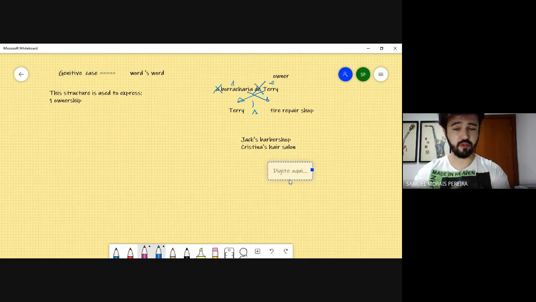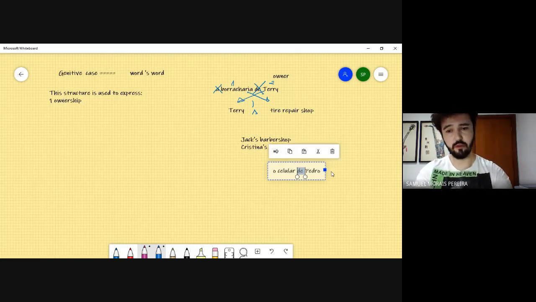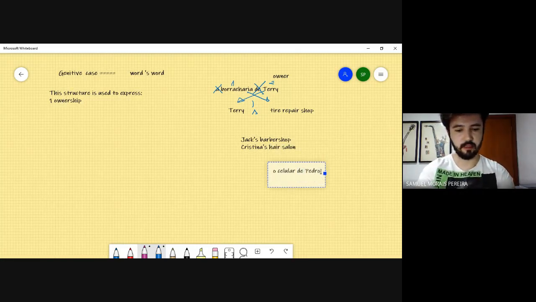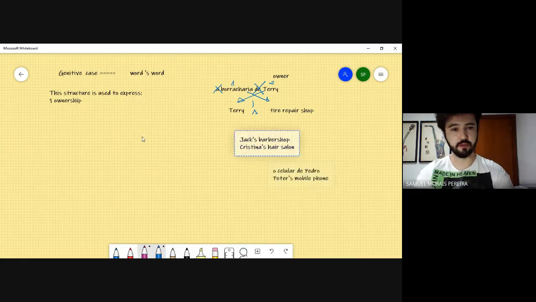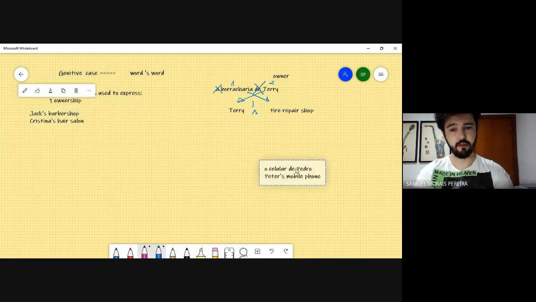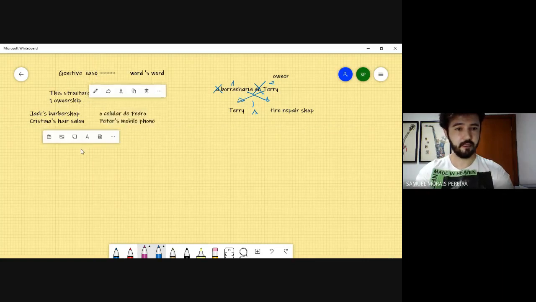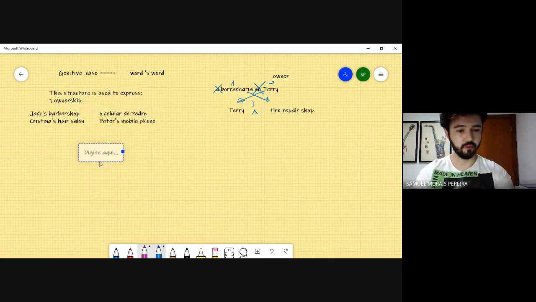We can talk about objects, for example, o celular de Pedro, o celular de Pedro. So, quando eu falo o celular de Pedro, as you can see here, when I say de Pedro, existe relação de posse, okay? So, when you are translating, you say Peter's mobile phone, or Peter's cell phone, okay, depending on the country where you are. So, Peter's mobile phone. So, these are examples of ownership, né? Ownership, okay?